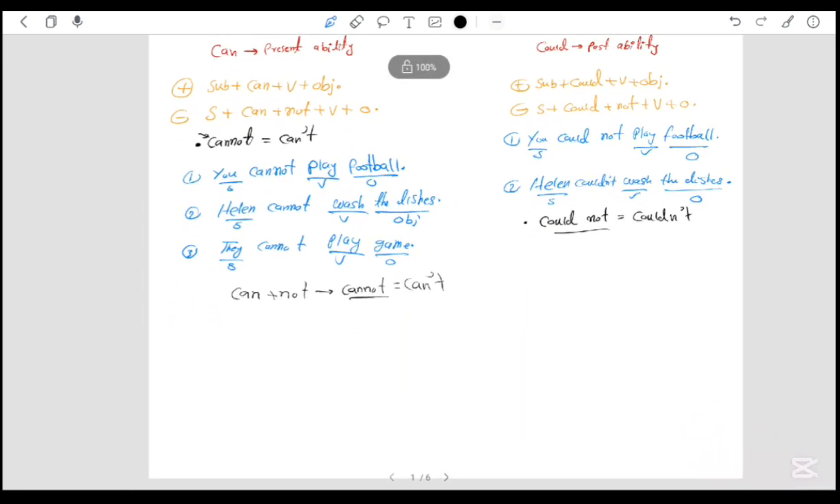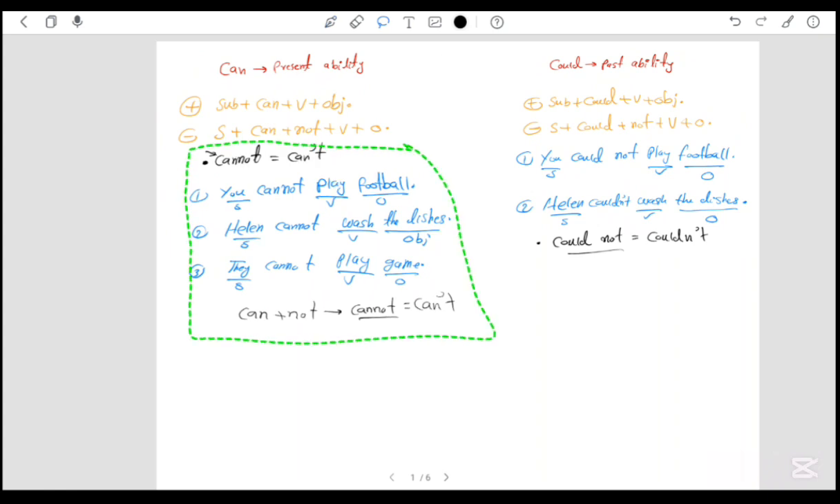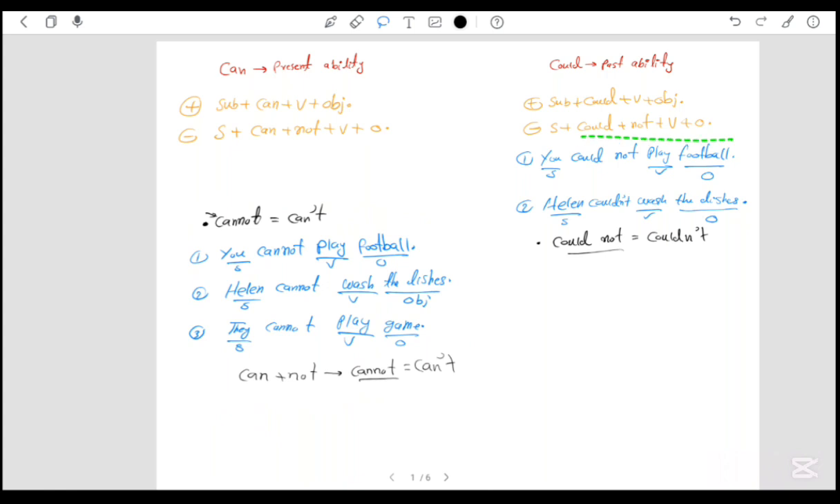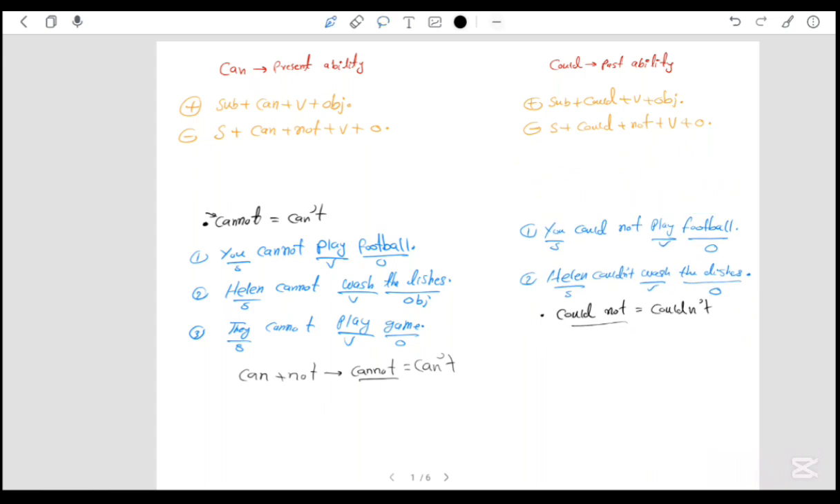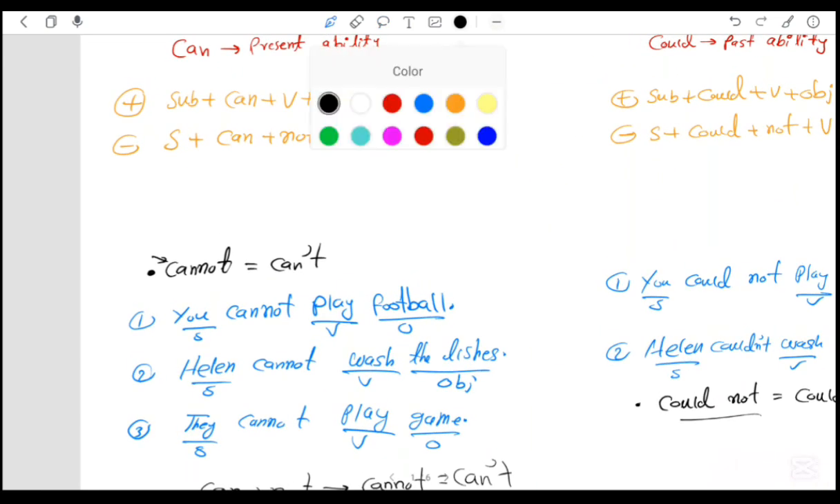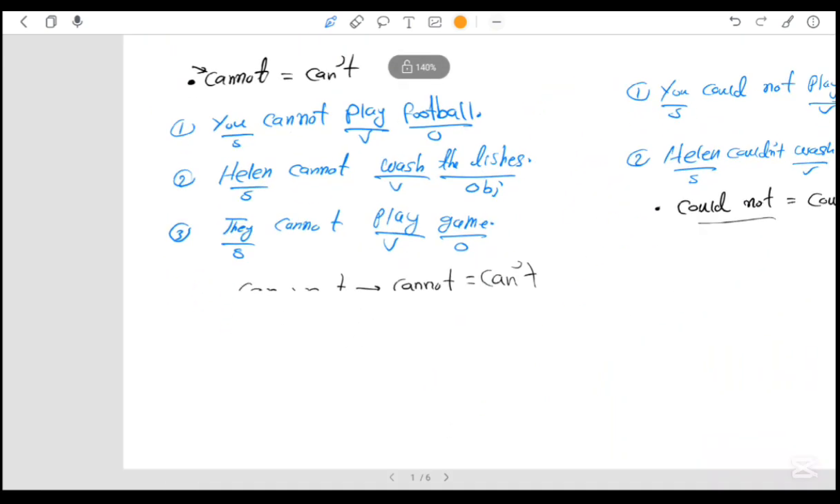Okay? So now let's go and focus on the last structure, and that is the question. How to write an interrogative sentence. An interrogative sentence means a question using can and could. That is super easy. We just need to bring can and could at the beginning of the sentence. So for can, bring can at the beginning of the sentence, then add a subject, then the real form of the verb, then object, and a question mark at the end.